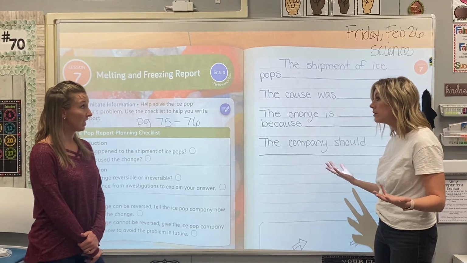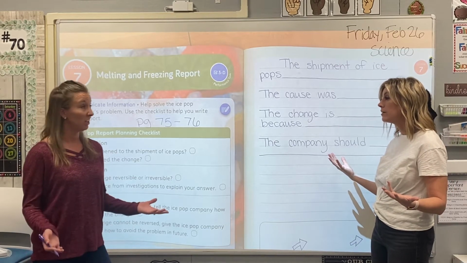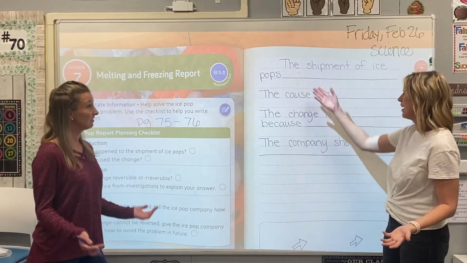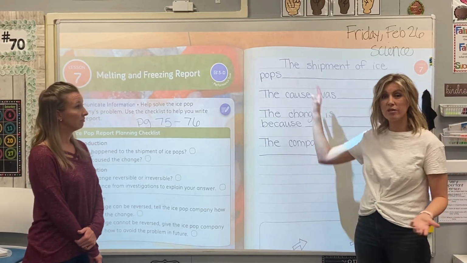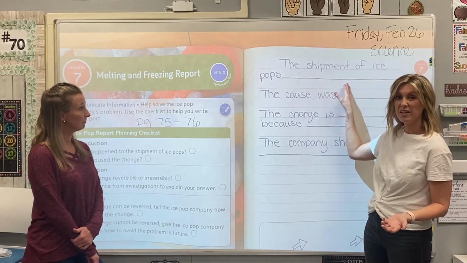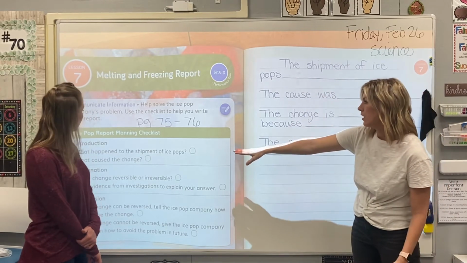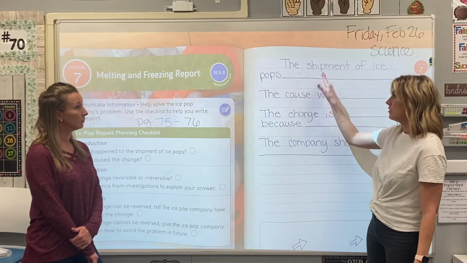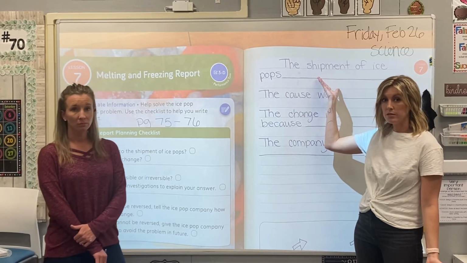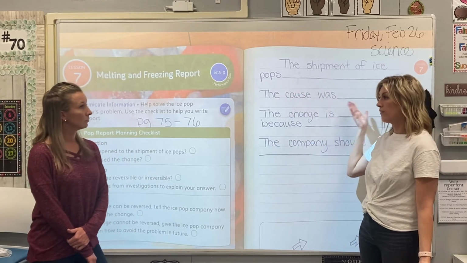I think they came to the stores liquidy and warm and runny. So they came to the stores liquidy, melted, runny, not frozen anymore. Okay, so that's something we can put right there. And the second part says what caused the change. So our starter for that sentence says the cause was, so we have these pops that are melted, right? What was the cause of them melting?